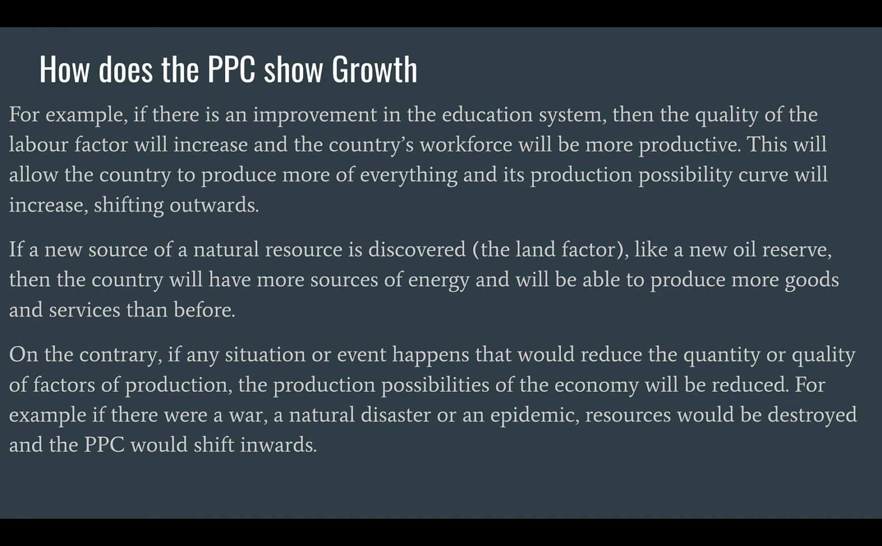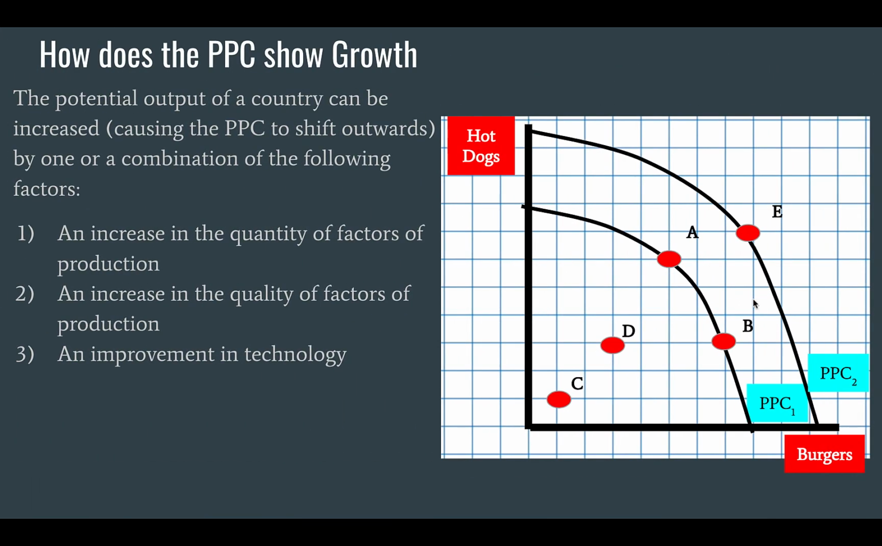So if there was an improvement in the education system, we'd become more productive, the PPC curve would shift out. If there was an increase in the quantity of capital, if there was an improvement in capital, if there was an improvement in our technological capabilities, if we found oil in the ground, all of those things would cause us to move from PPC 1 to PPC 2.